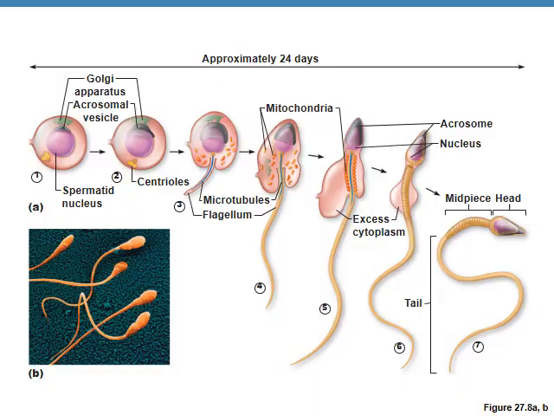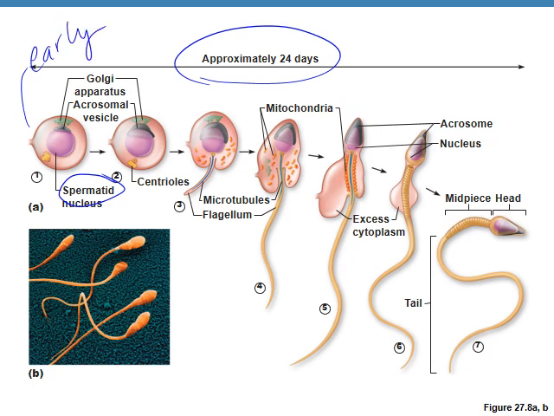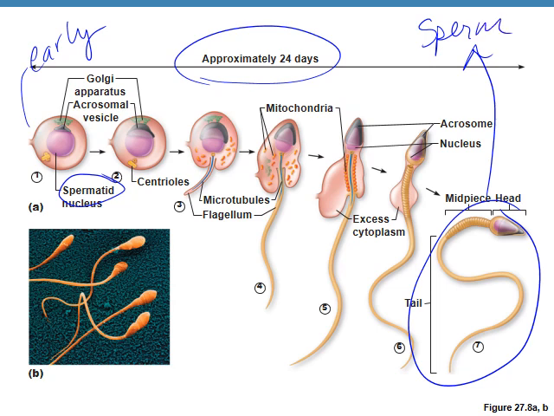It takes about 24 days to go from an early spermatid to what we would recognize as a spermatozoa or sperm. So you can see it has to lose that cytoplasm. We're going to have our mitochondria line up in that mid piece. You can see the DNA here in purple, and you can see this kind of cone, this acrosome, that's going to have enzymes in it that are going to digest the egg.